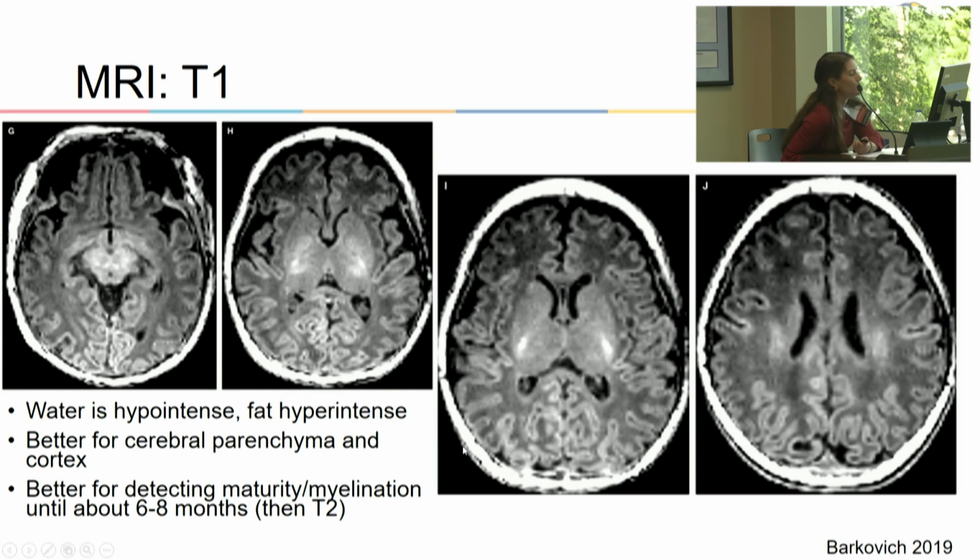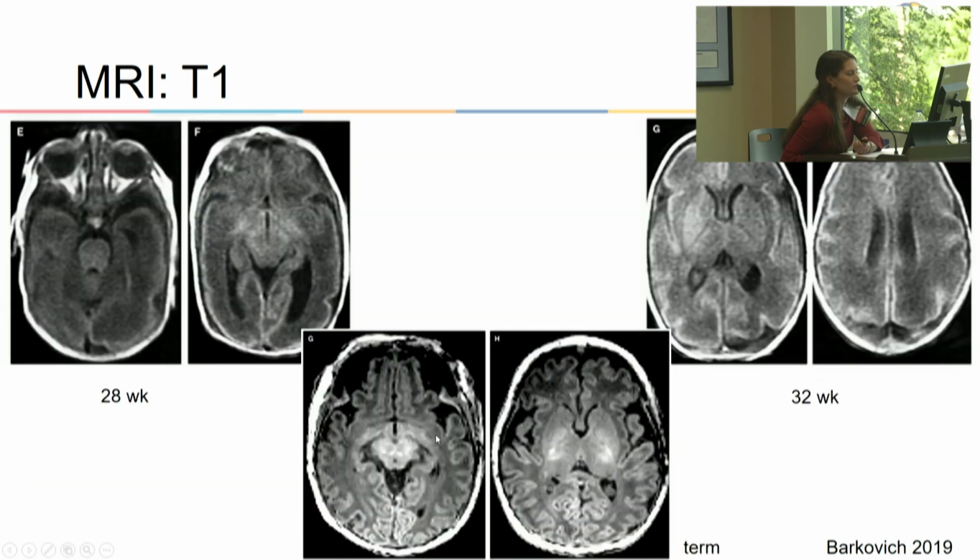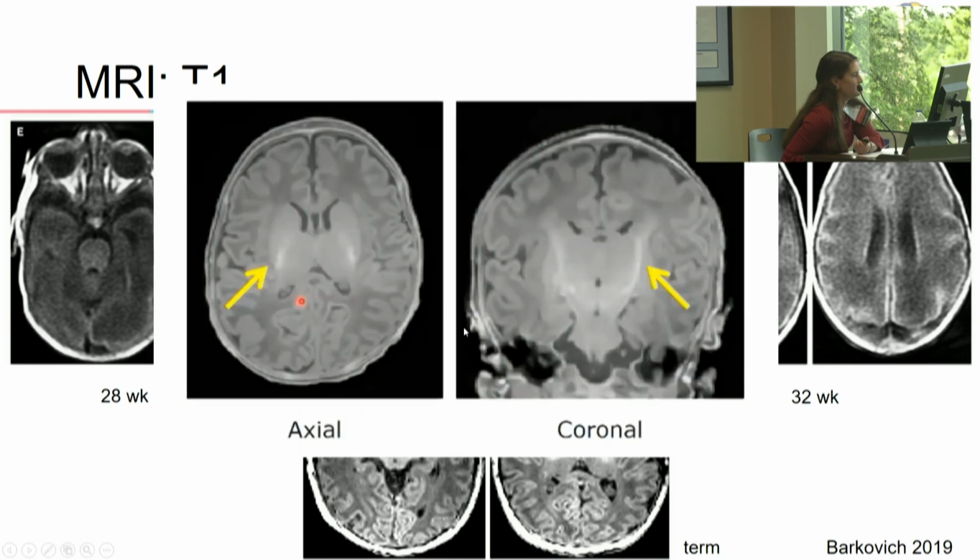And so usually T1 is good for myelination and maturity until about 6 to 8 months. And then afterwards, T2 tends to be better for looking at structure. So look at all that water. It's just very intense, right? A little bit of myelination starting. This is a 28-weeker. A little bit of myelination starting in that midbrain. 32-weeker, still a lot of water. And then, again, the term image with more of the myelination in the brainstem and the PLIC. And I just thought that was pretty.